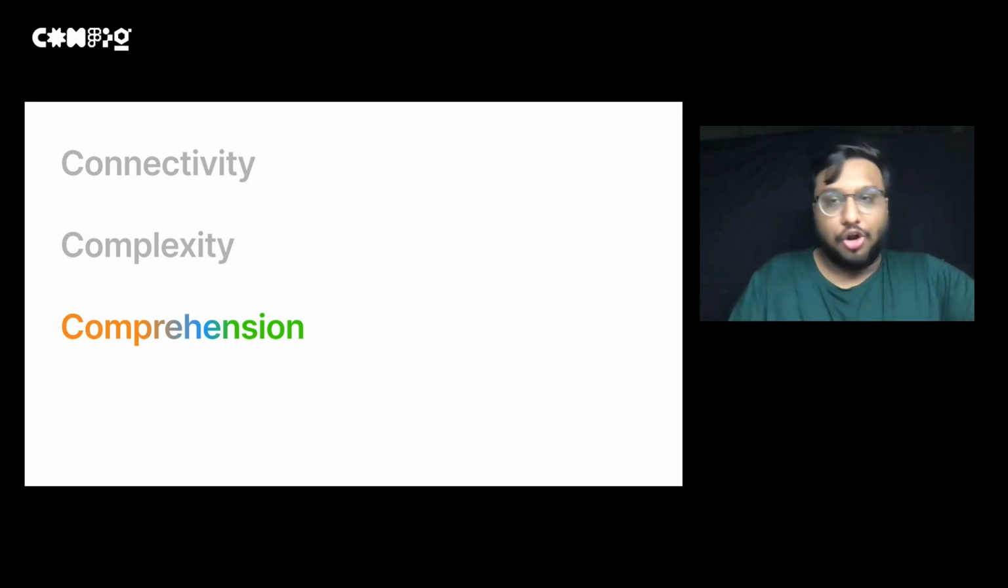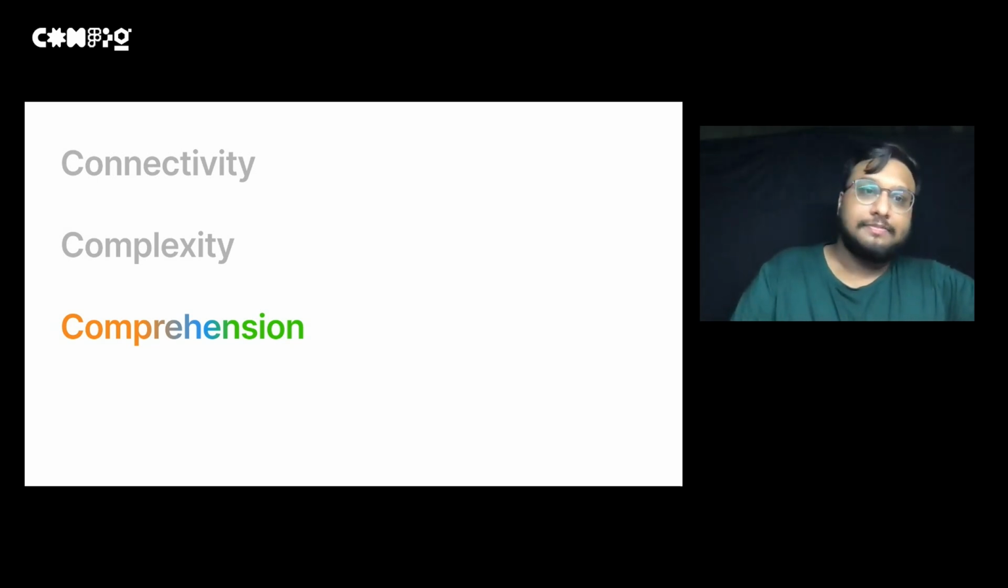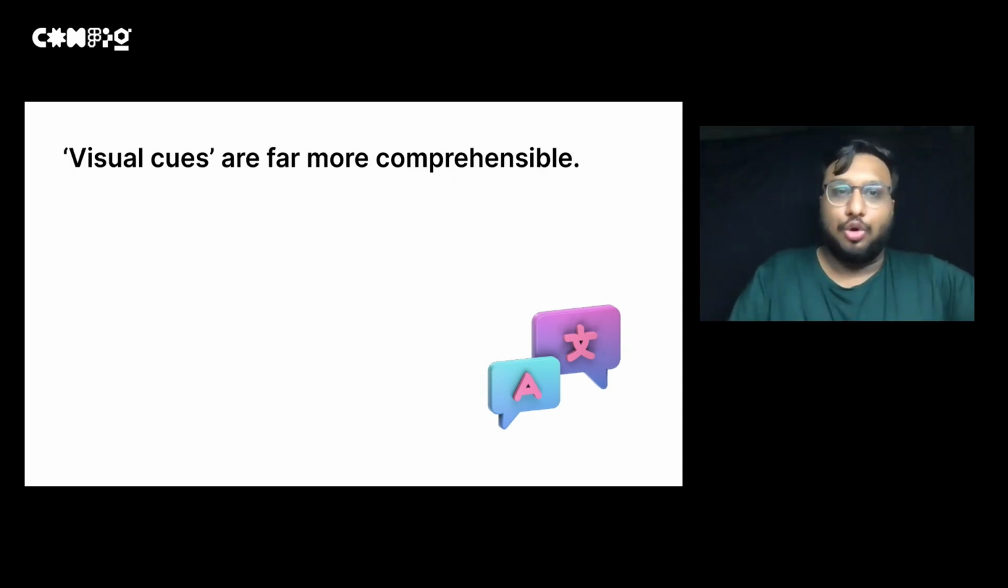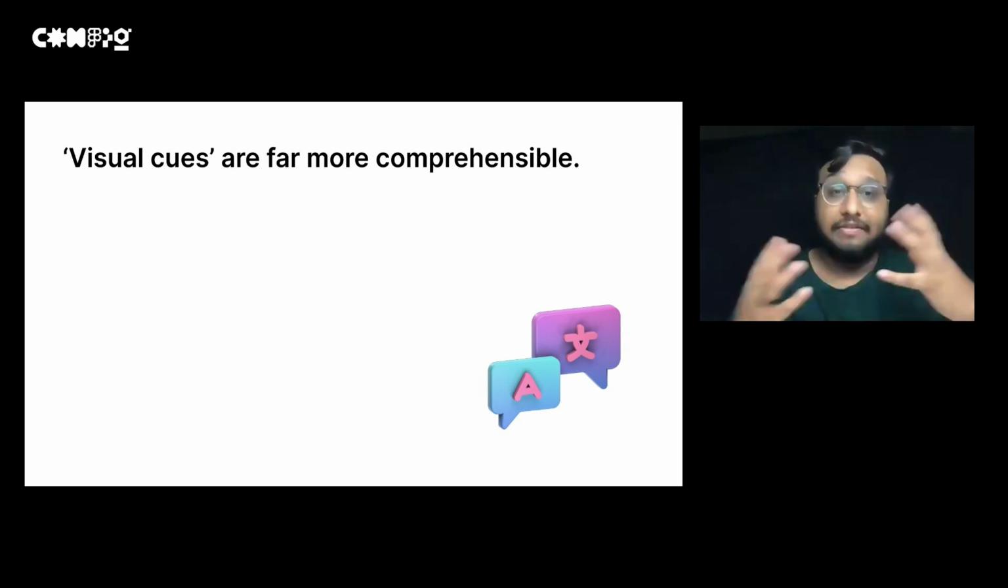Last but not least, let's talk about comprehension. Like we discussed earlier, a lot of internet users struggle with lower literacy, especially in English. They're very comfortable in their local language, right? You can try to solve this by using visual cues such as icons, illustrations. In fact, if you can use motion with them, that's even better.